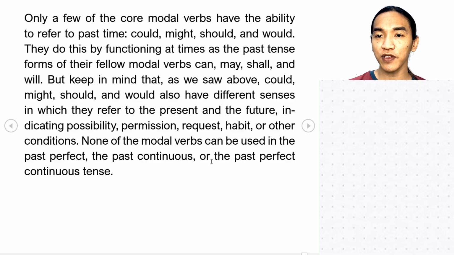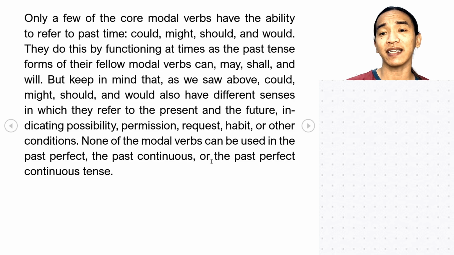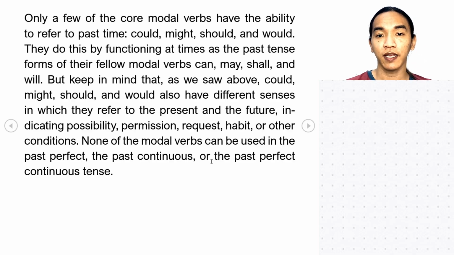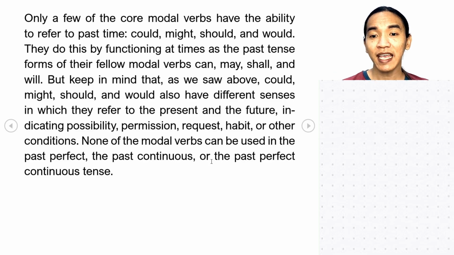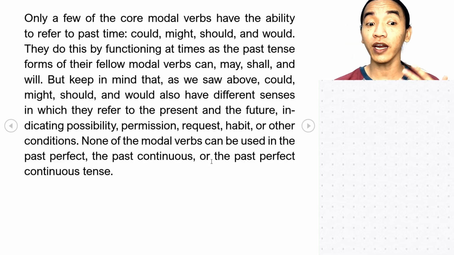Now, only a few of the core modal verbs have the ability to refer to past time, okay? So a few of the modal verbs can only refer to past time. We have could, might, should, and would. They do this by functioning at times as the past tense forms of their fellow modal verbs can, may, shall, and will. But keep in mind that, as we saw above, could, might, should, and would also have different senses in which they refer to the present or the future.